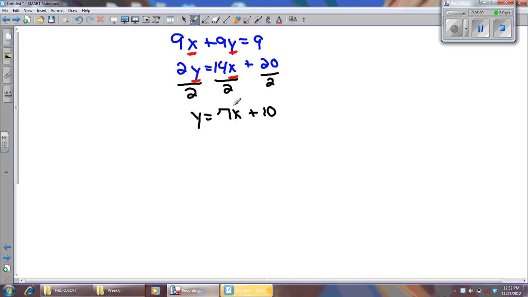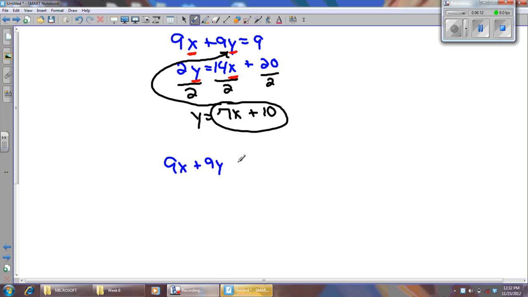Now that y is like that, I'm going to substitute this in for y into the first equation. And that first equation will become 9x plus 9y. Oops, I don't want to write y, do I? I want to write the quantity of 7x plus 10.